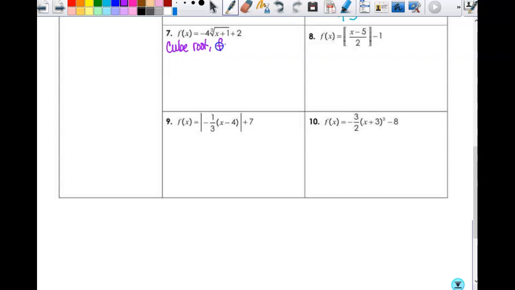which means, Clarissa, my parent function is f of x equals what? Don't overthink it. Cube root of x. That's why it's a cube root, not the square root. Okay? Do you know what it looks like? Yeah, very good. All right, so this is your cube root. All right, we all agree with that?